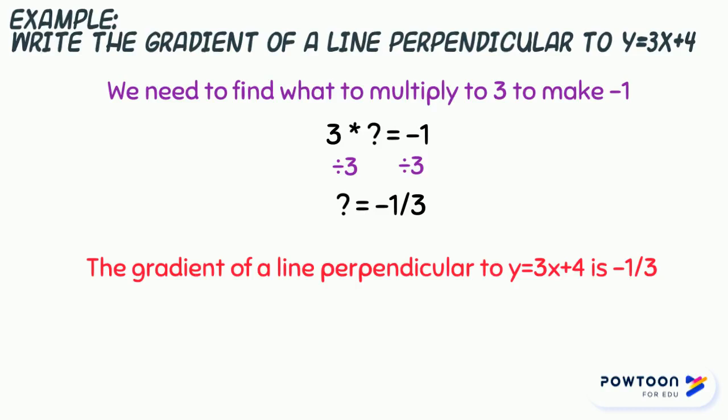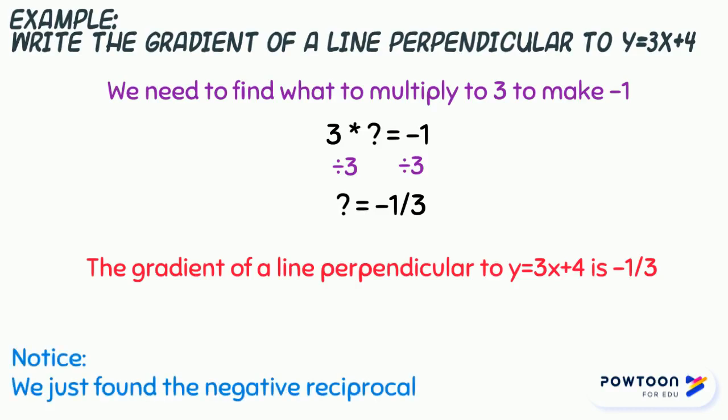You might actually notice there is a quick way to do this. You can just simply find the negative reciprocal. What that means is to say, well, the reciprocal of 3 is just 1/3, and then find the opposite sign of it. So it becomes -1/3.